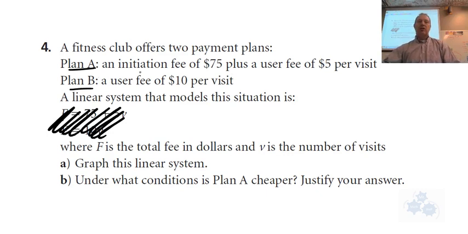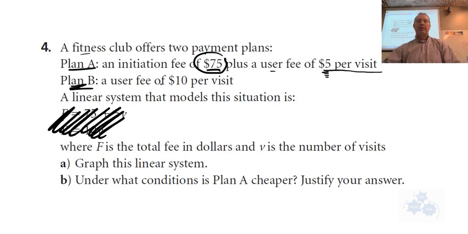And in plan A, an initiation fee of $75 plus a user fee of $5 per visit. So every time you go to this fitness club, you spend $5, and there's a one-time initial fee of $75. Okay? So obviously that's going to cost you some money over time. There's a lot of money up front, right? But it's less money if you go more often.